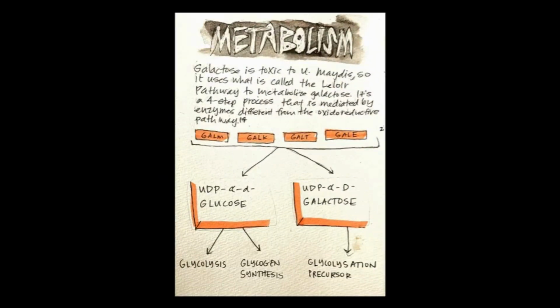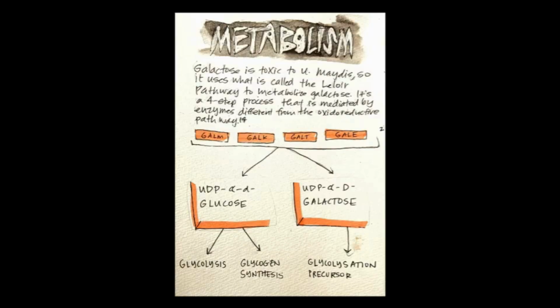So the metabolism of Ustilago maydis is interesting in that galactose is toxic to it, so it doesn't use the oxidoreductive pathway that other organisms use. It uses another shorter pathway that is mediated by different enzymes.